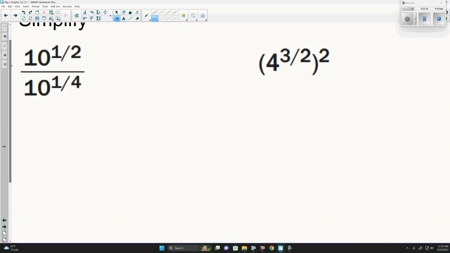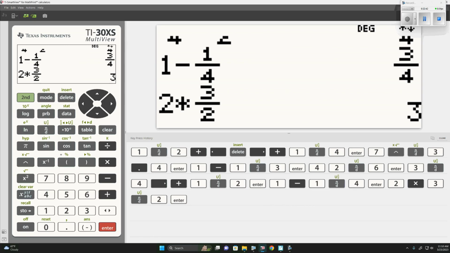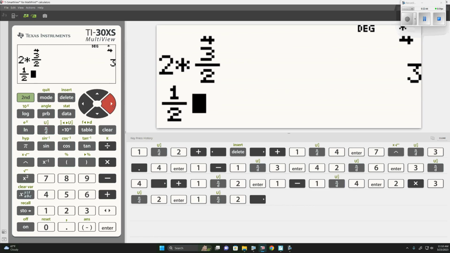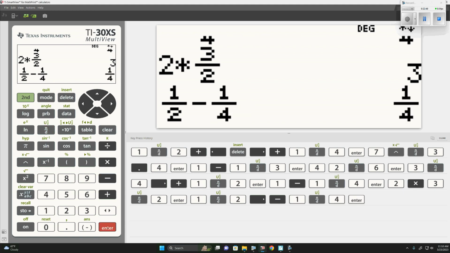Ten to the 1/2 divided by 10 to the 1/4. Since we have like bases, we will subtract the exponents. When we multiply like bases, we add. When we divide like bases, we subtract. So 1/2 minus 1/4 is, guys, 1/4.